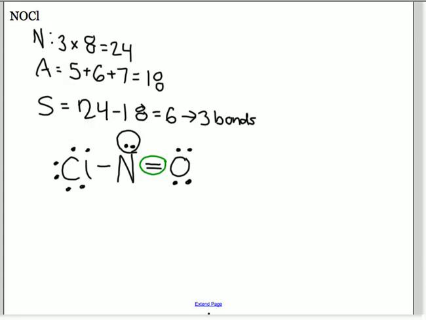Next one here we have NOCl, and with this one you'd actually have to do formal charges to figure out which way it should go. It ends up that chlorine's a halogen. It does not want to have double bonds on it, so this is where our double bond is. But basically, once you figure out your Lewis structure, you have to find your central atom, which again is nitrogen.